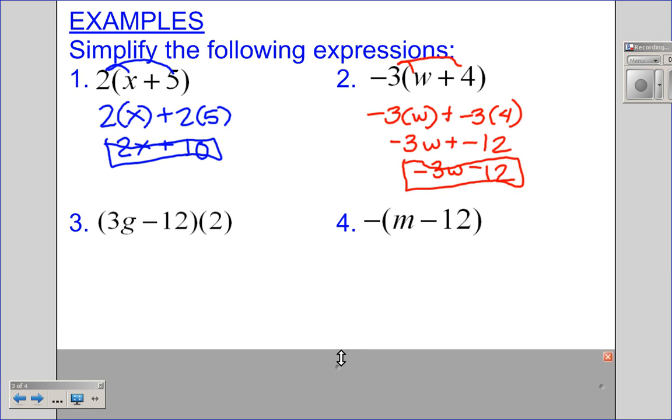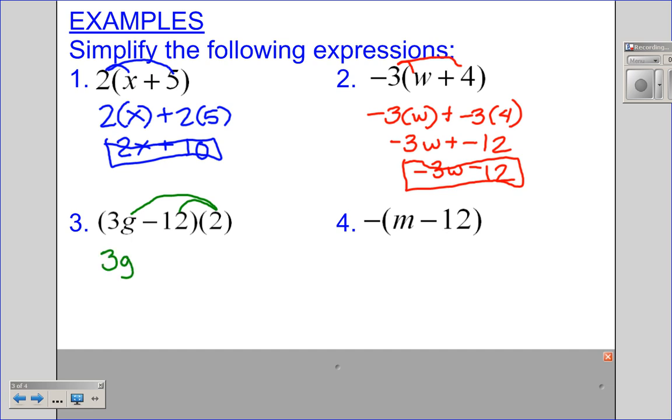Moving ahead, let's look at example number 3. You'll notice that it's very similar looking in that we have a quantity 3g minus 12 times another quantity 2, similar to these two, except that the 2 is now in the back or at the end of our original quantity here. So the distributive property still holds true. As you know, with multiplication, the commutative rule does still apply here. So I can still do 3g times 2 minus 2 times 12.